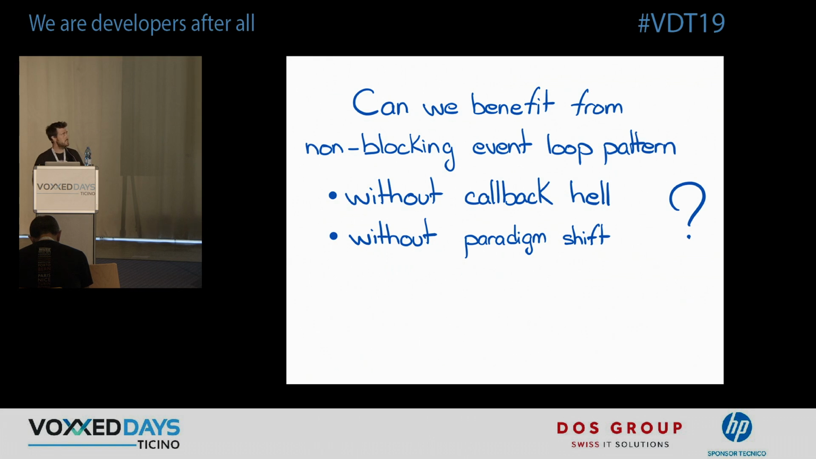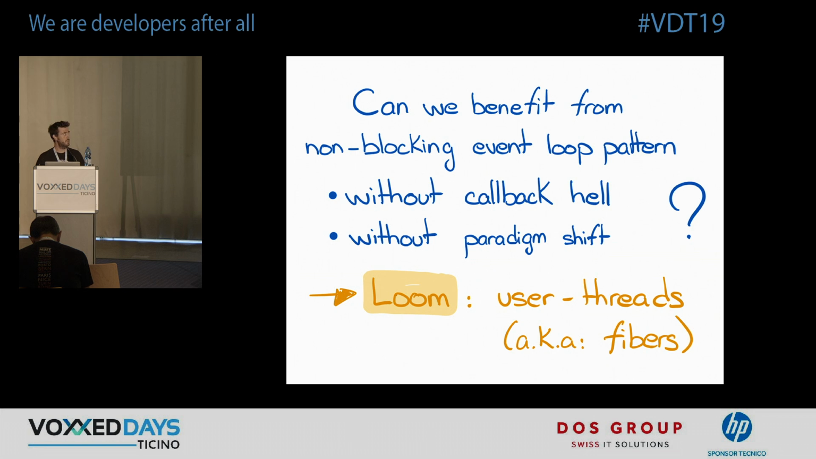So the question is, can we benefit from those asynchronous non-blocking calls without having to split our logic and do asynchronous? And can we benefit from all these libraries and event loop patterns without having to change paradigm and go the reactive streams way? And this is actually the problem that Loom tries to solve by bringing user threads to the JVM, aka fibers.